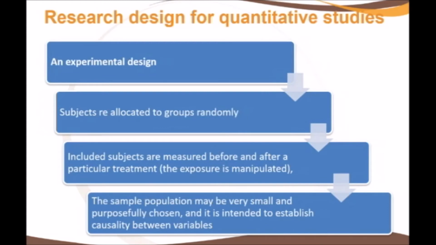And so the included subjects are measured before and after a particular treatment. In this particular case, for all the groups, the weight is measured. Then after maybe 7 days, you come and weigh the groups again and see what changes are taking place. With experimental study designs, the sample population may be very small. You can find people using up to 20, 50 birds or 20, 50 cattle or sheep. Like I said, they're purposefully chosen, but mainly it is intended to establish causality between variables.